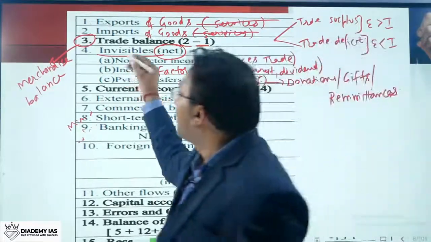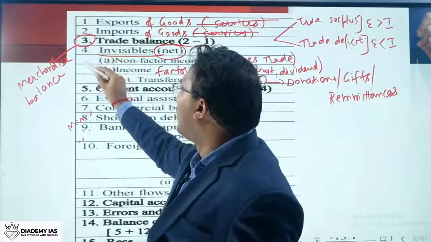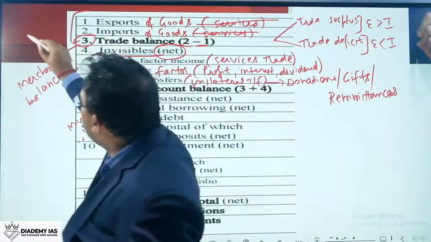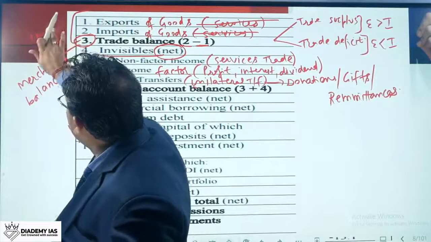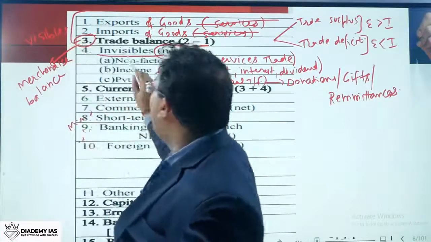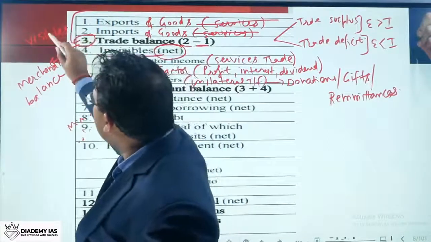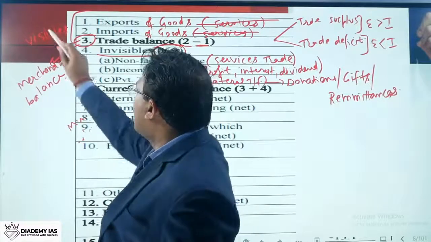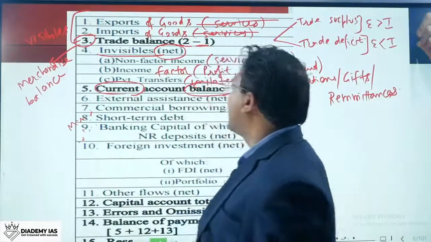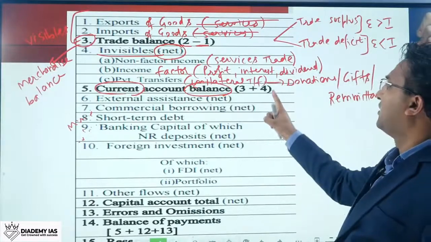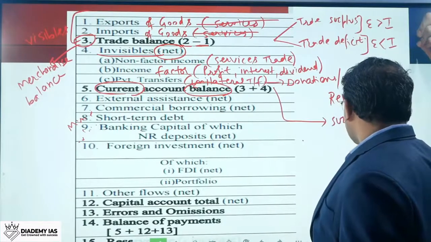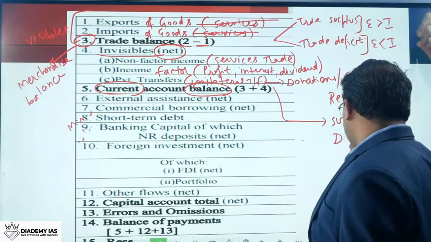So till now we have covered points number 1, 2, 3 and 4. In point 4, there are 3 points, A, B and C, right? Points number 1, 2, 3 are combinedly called visibles. And point number 4 is called invisibles. If we total the visibles and invisibles, we get the current account balance. Again, this current account balance can be either a surplus or a deficit.